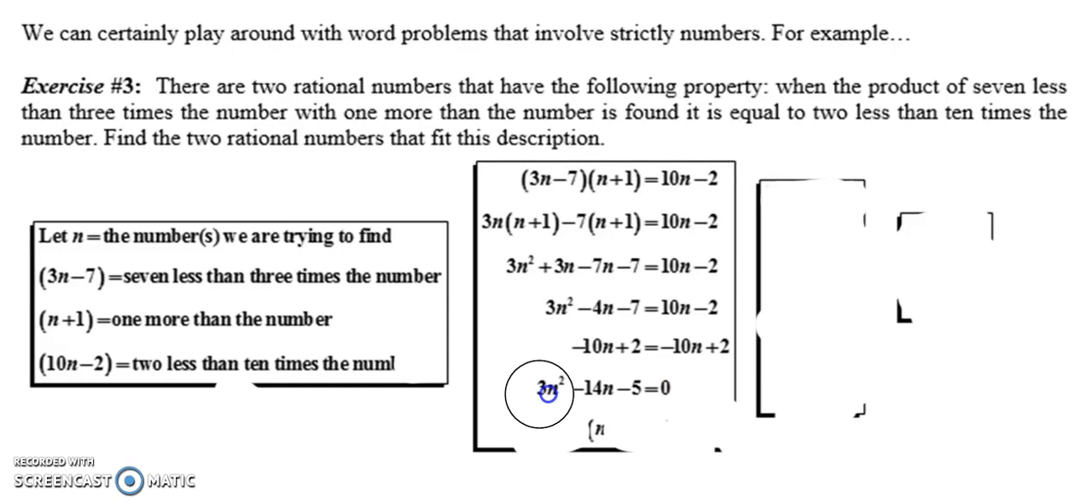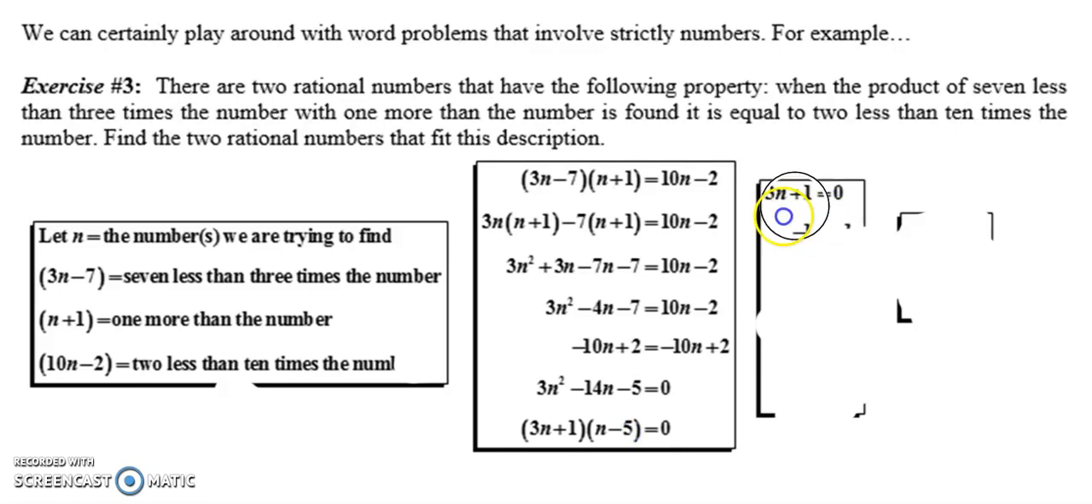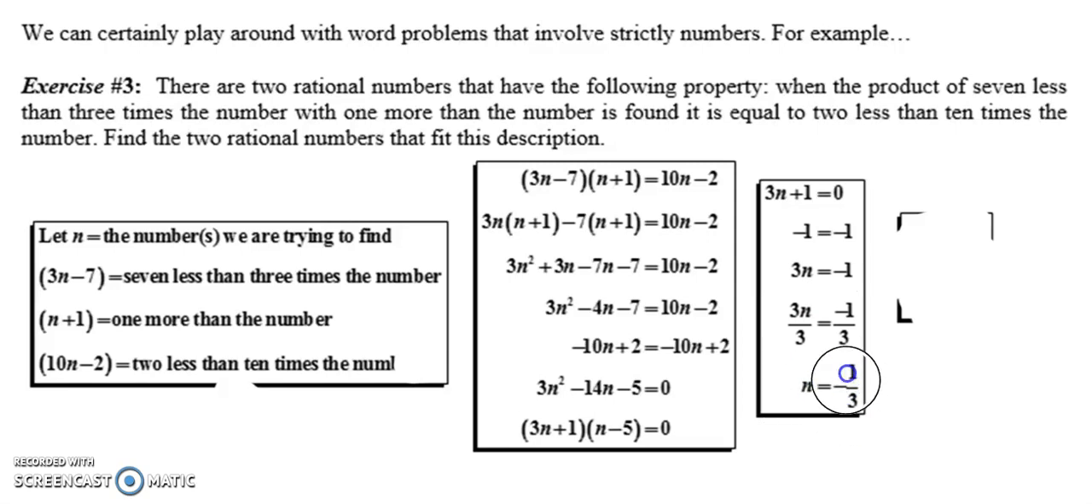So now you should be able to factor this. This is a leading coefficient greater than 3. That's kind of hard, but we'll just give it to you to save time. Now we take each of the factors and set it equal to 0. And then you'd solve it, and we come out with n equals negative 1/3. And then you take the other one, and there's that one. So find the two rational numbers that fit the description. So there are two possible answers. This is a rational answer.